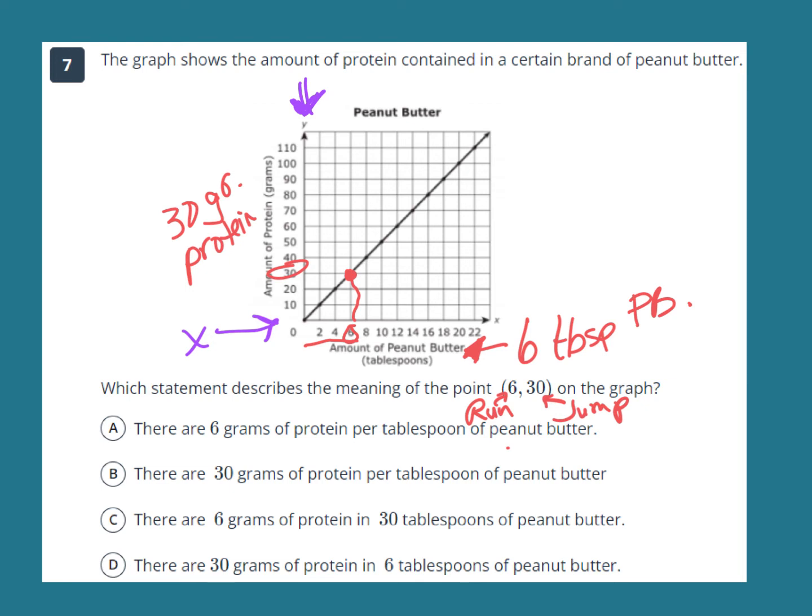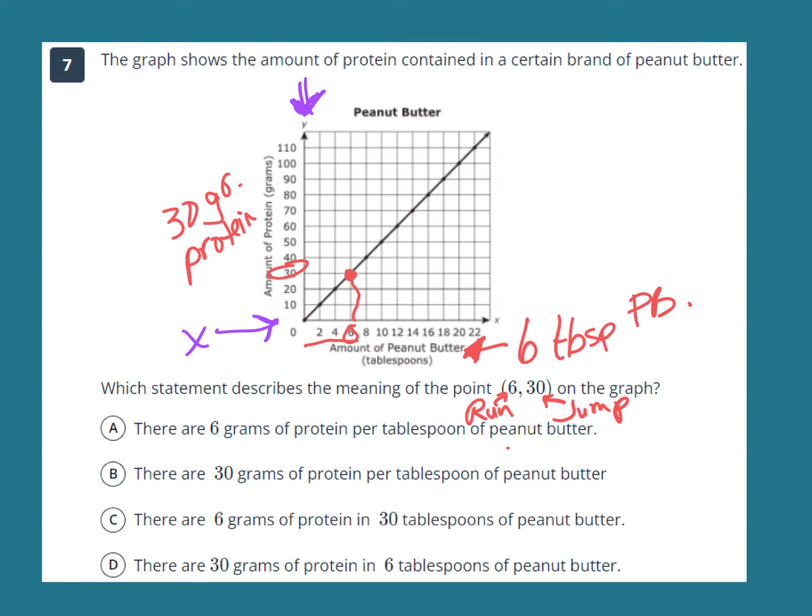Wait, did I skip over something? Let me go back for a second. I'm on number 7 right now. I just kind of realized that I was on the wrong one. It's all good though. Okay, so here we are.